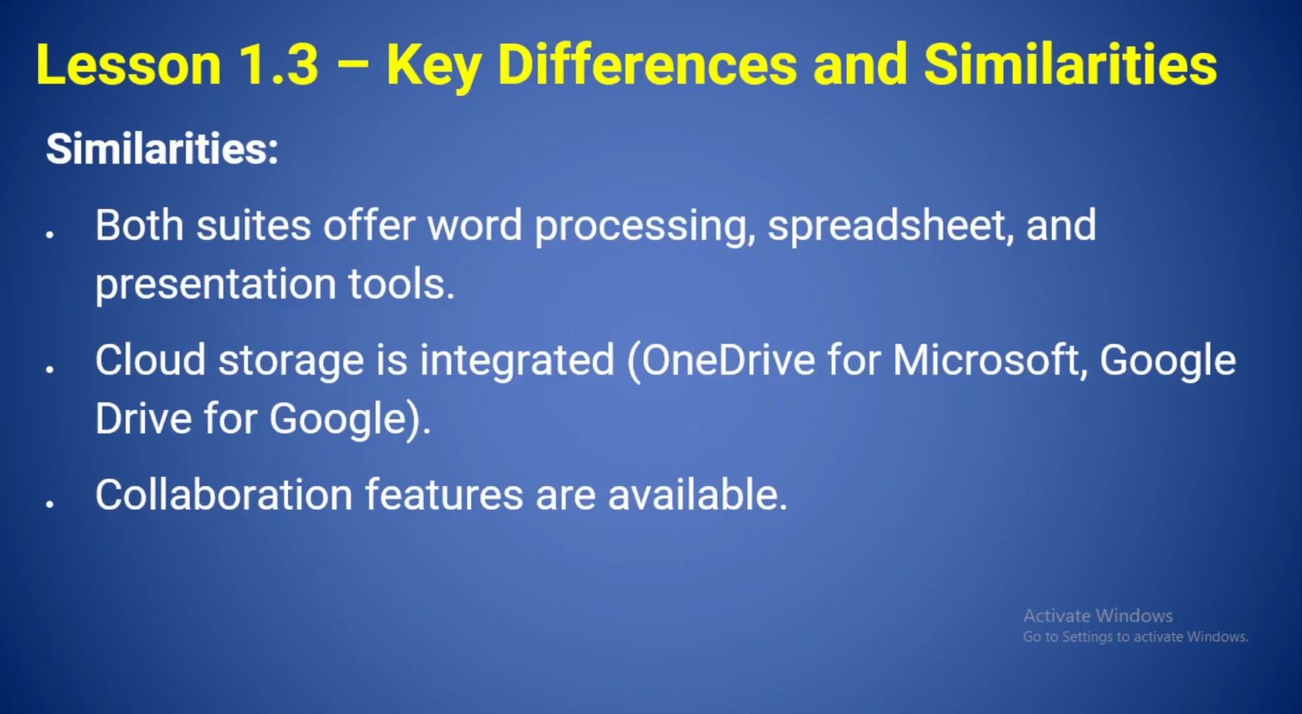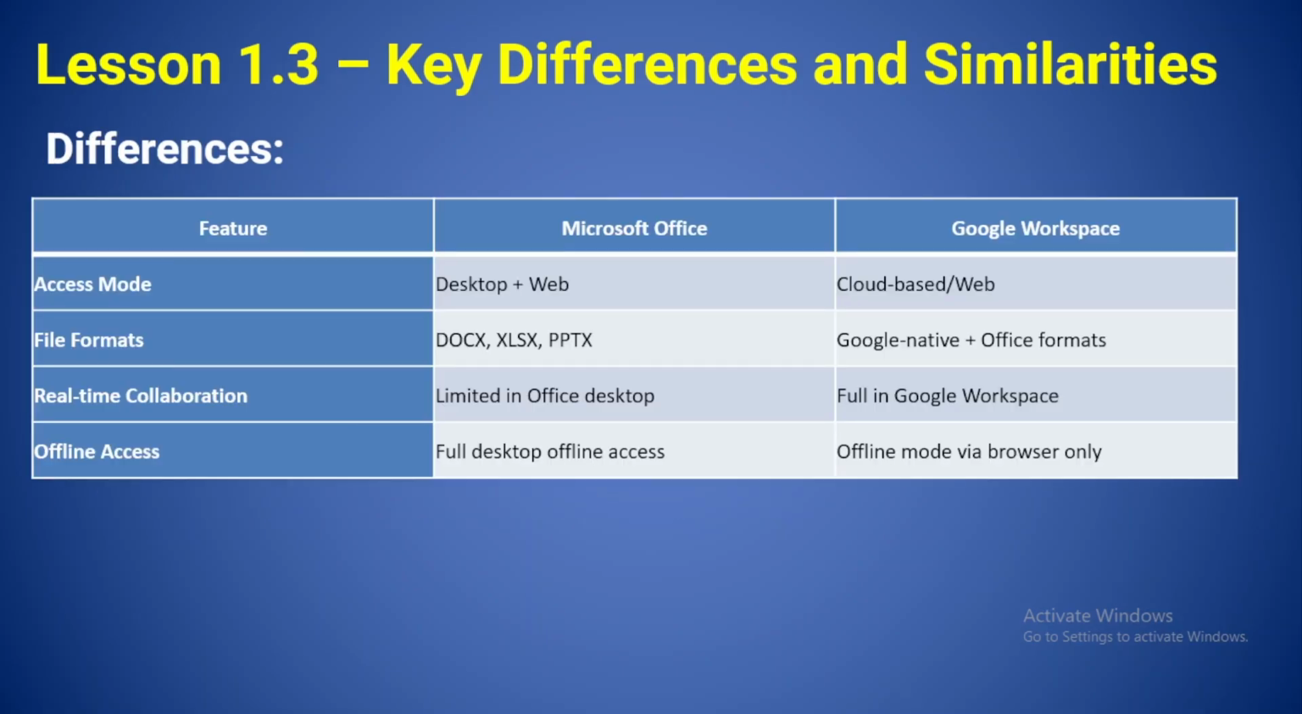Now, let's talk about key differences and similarities of these two software. Both suites offer word processing, spreadsheets, and presentation tools. Cloud storage is integrated: OneDrive for Microsoft, Google Drive for Google. Collaboration features are available in both. Those are the similarities. They have similar functions, that is why it is called similarities.